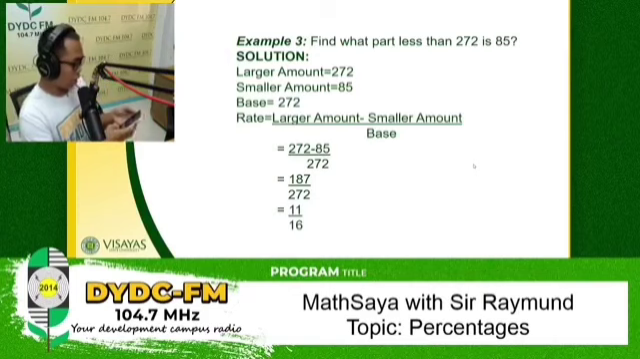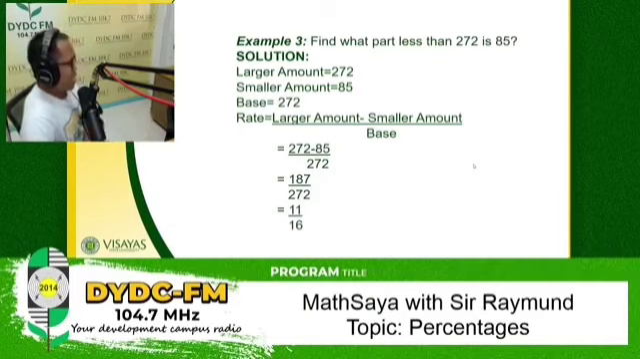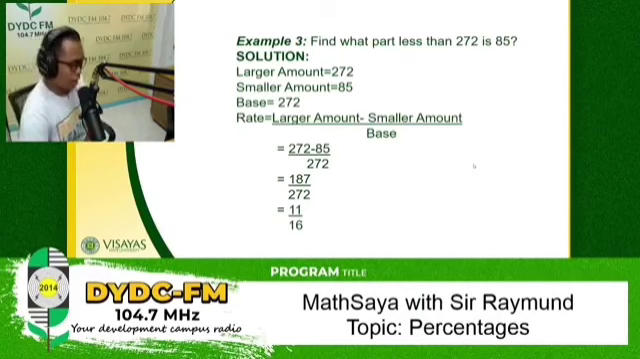Do we have a calculator? Let's find out. So that is 11 divided by 16. Okay, that's 0.6875 times 100. That is 68.75%. Don't forget the percent symbol.